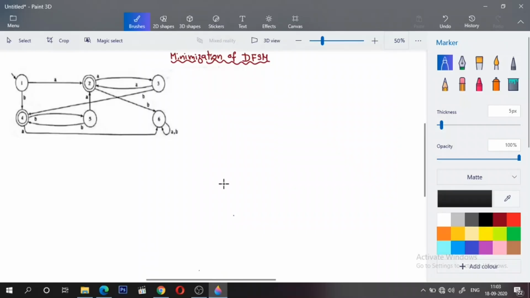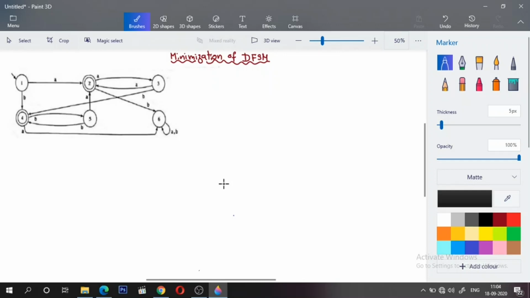Welcome everyone to a session on automata theory and computability. In today's session, let us learn the concept of minimization of DFSM. Okay, so why is it required to minimize a solved DFSM for a given problem?